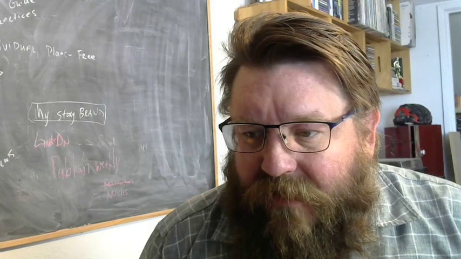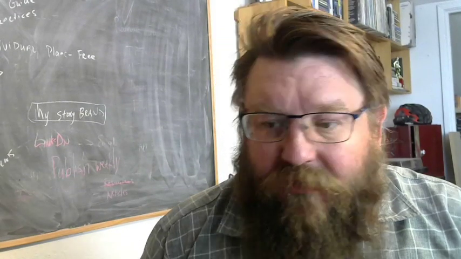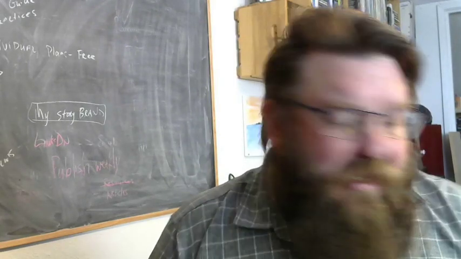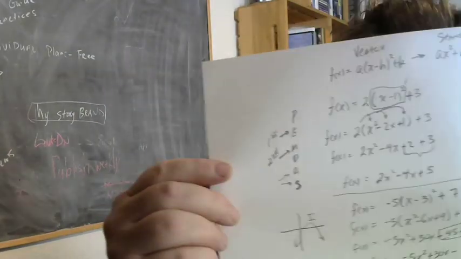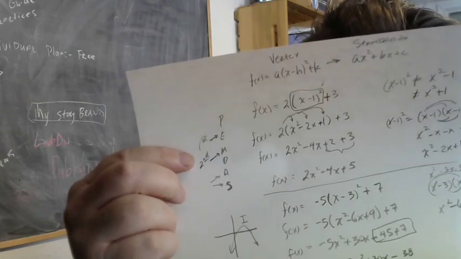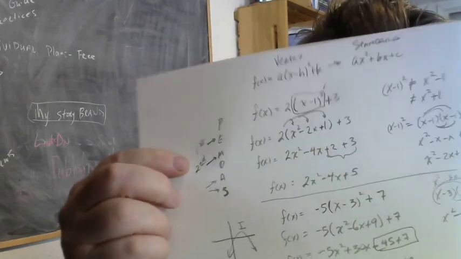Alicia wants to know, where does distributing go with PEMDAS? So distributing is multiplying. So distributing goes with the M. Yeah, that's why you do the distributing after the exponent, because distributing is multiplication. Makes sense? Good question.